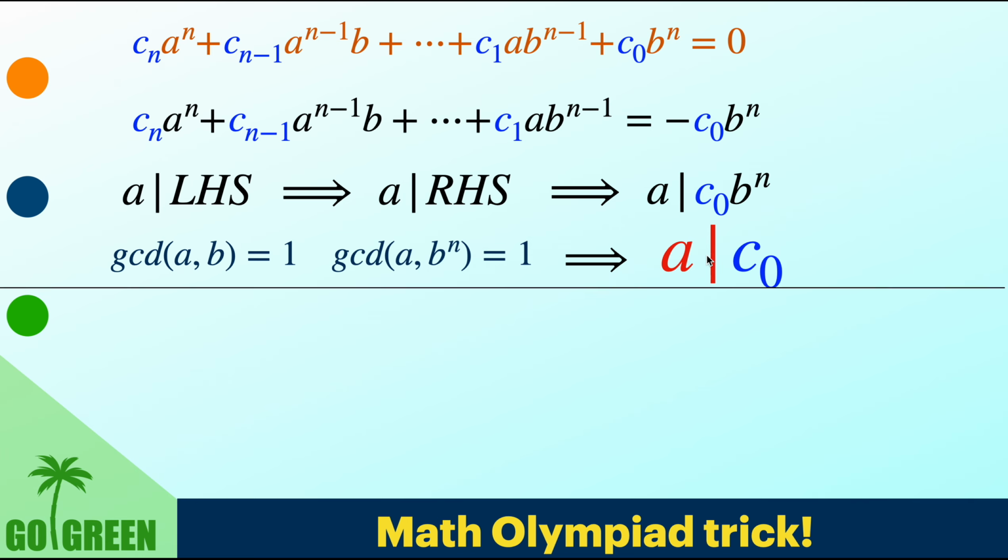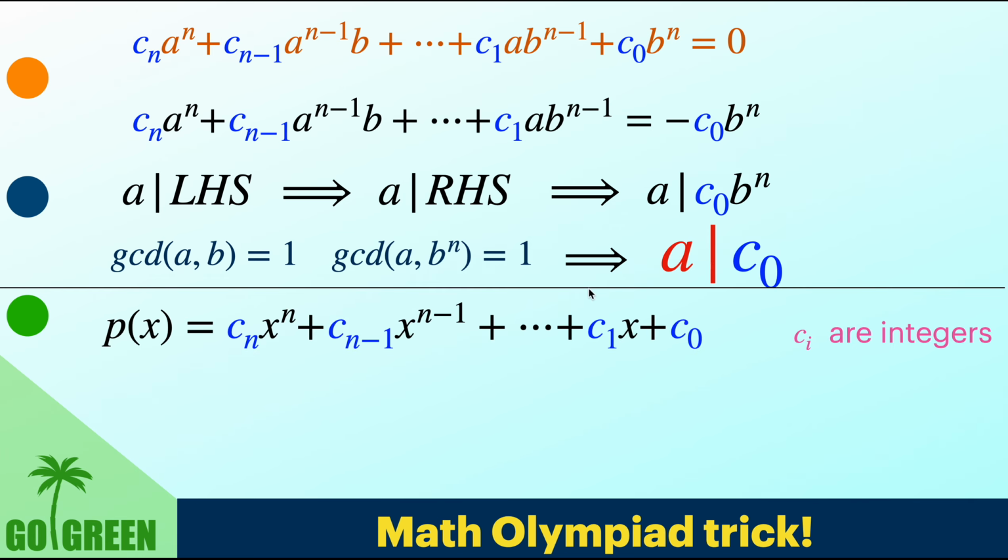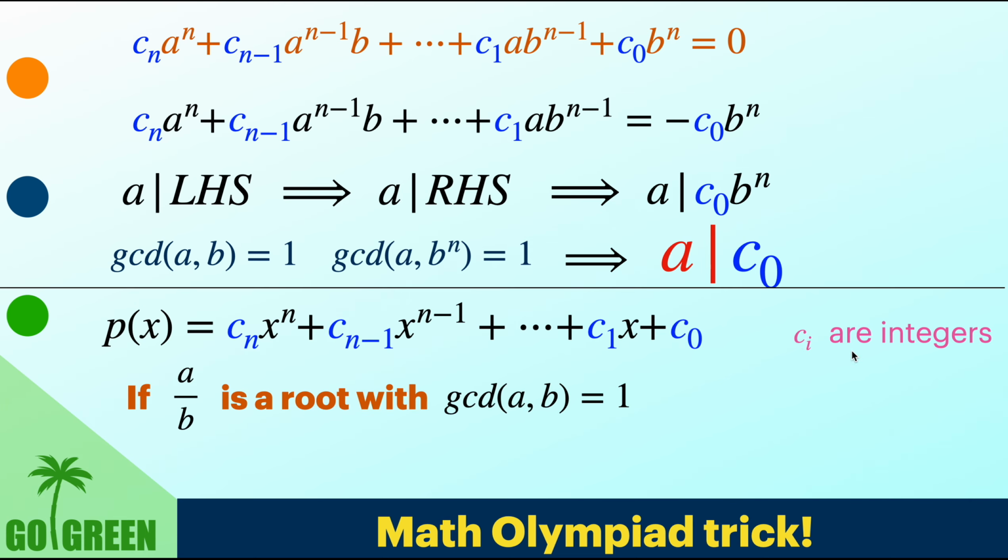So we'll summarize now what we have done. Suppose we have a general polynomial cn x to the n plus cn minus 1 x to the n minus 1 plus dot dot plus c1 x plus c0, with ci all integers. Then if a by b is a root with GCD of a and b equal to 1. So basically, if there is a rational number a by b which is a root of this polynomial, and it is in the lowest terms, which means GCD of a and b is 1, then a divides c0, which means the numerator of the rational root divides the constant term.